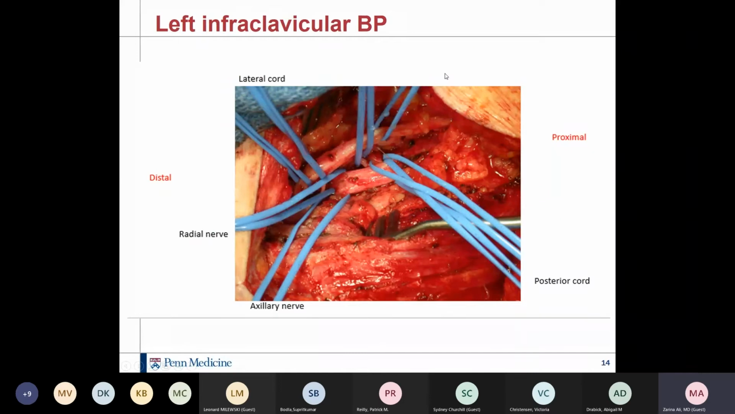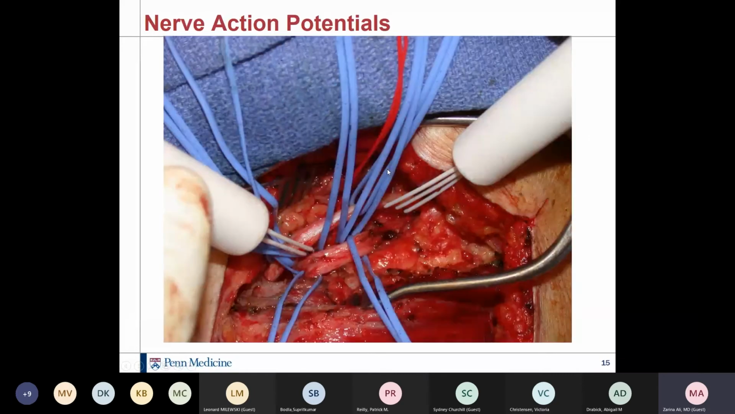So proximal is up here. This is where the clavicle would be. And you can see here we encircle the neural elements with vessel loops. Here you have the radial nerve and the axillary nerve coming off the posterior cord. And we're able to perform intraoperative nerve action potentials to identify whether or not there is active nerve conduction across that element of the nerve.